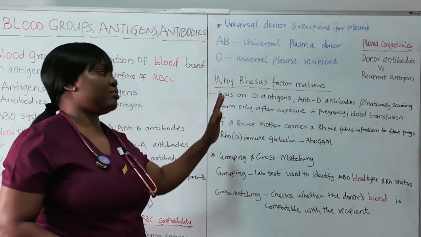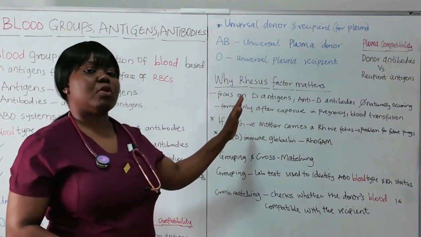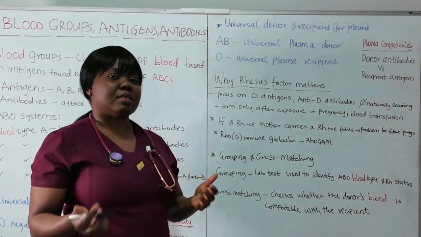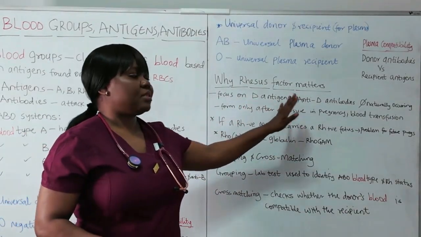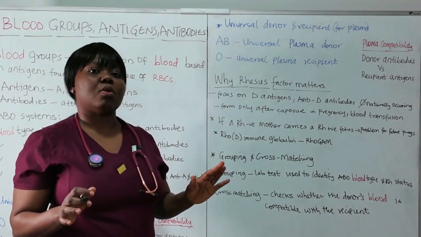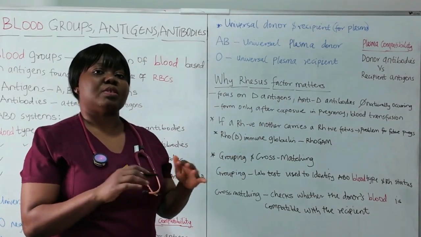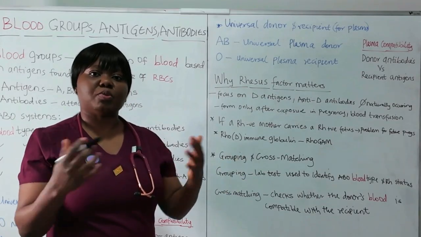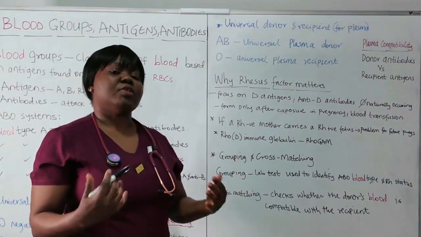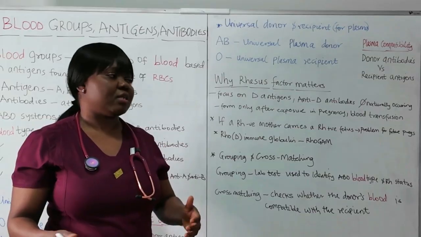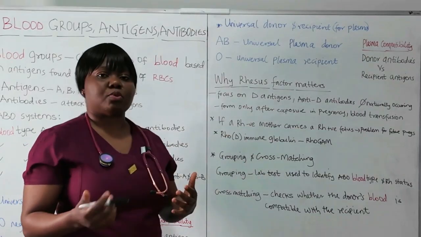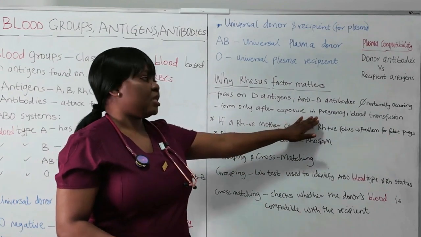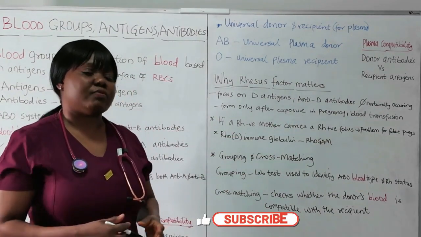Now let's look at why the rhesus factor matters, with a focus on D antigen. For D antigen, they are going to make anti-D antibodies. Now, these anti-D antibodies are not naturally occurring, unlike the ABO system, where they naturally make the antibodies opposite of what they have. For this one, when we say it's not naturally occurring, it only occurs after exposure. The body makes these antibodies after exposure, like in pregnancy or blood transfusion.